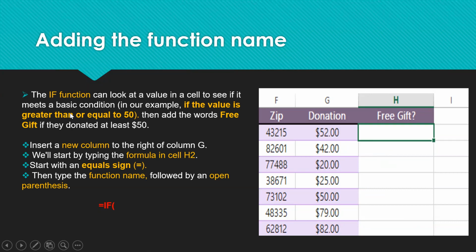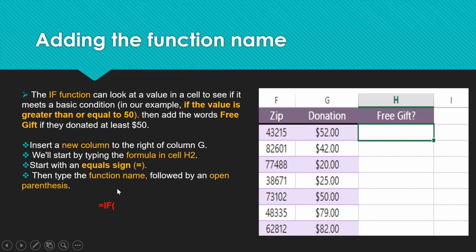The if condition can look at a value in a cell to see if it meets the basic condition. The basic condition is whether cell G2 is greater than 50. That is the first condition, so that will be the first parameter. In a new column to the right of column G, we'll start typing the formula. We are adding a new column called free gift, and we are using the formula.